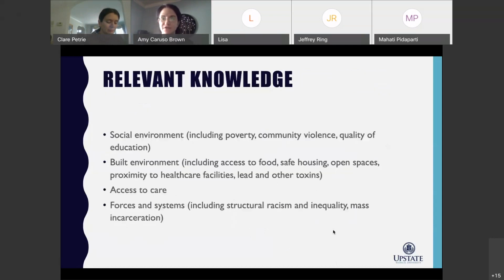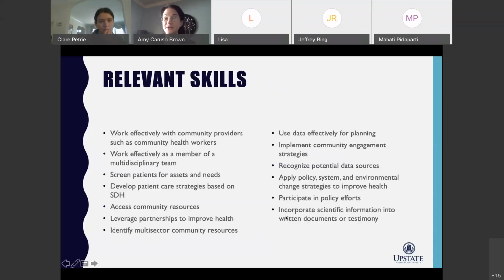These are really just for reference. I won't go through them line by line, but that Delphi study highlighted some of the key relevant knowledge points, which some of you have brought up in the chat. The relevant skills, the majority of which are clinical skills. Some of them are public health or policy level skills, but most of them are things that we can teach in the clinic, teach in the hospital, and assess our learners on.